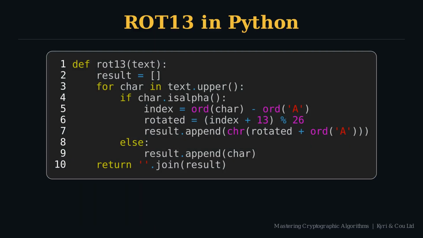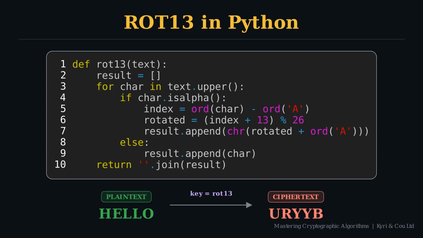Adding the ordinal of A back to that result converts the index to the letter U. Here is the complete ROT13 function. It iterates over each character, converts uppercase letters to 0-based indexes, applies the formula, and converts back. Non-letter characters pass through unchanged. Calling ROT13 on hello gives URYYB. Calling it again on URYYB gives back hello, the self-inverse property in action.